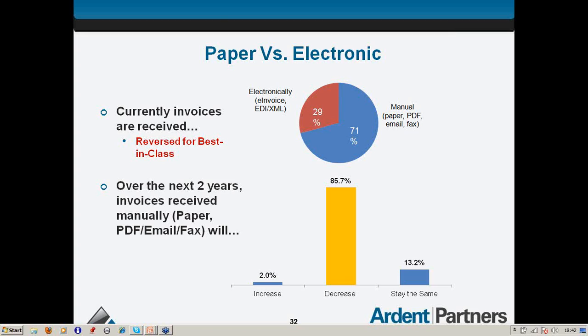And if you look at the bottom there, it supports what we've shown in this presentation and the research, and it shows whether in 2 years the receipt of paper invoices will increase, decrease, or stay the same. And as you can see, an overwhelming majority, 86%, believe that the usage of paper will decrease over the next 2 years. And with that, we have another poll question from Susie.